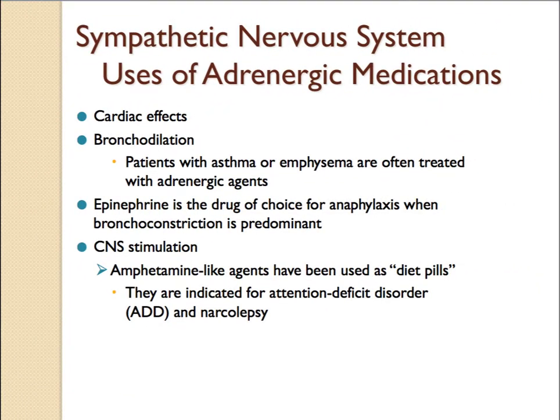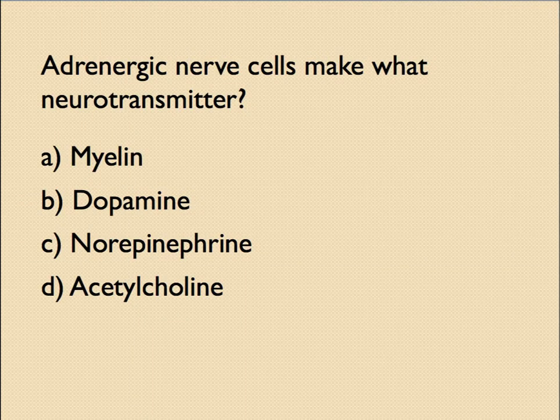So what are some uses for sympathomimetic or adrenergic medications? They can be used for their cardiac effects. They can be used for their effects on the lungs. They can be used for treatment of anaphylaxis, and they can be used as CNS stimulants. So quick question, adrenergic nerve cells make what neurotransmitter? C, norepinephrine.